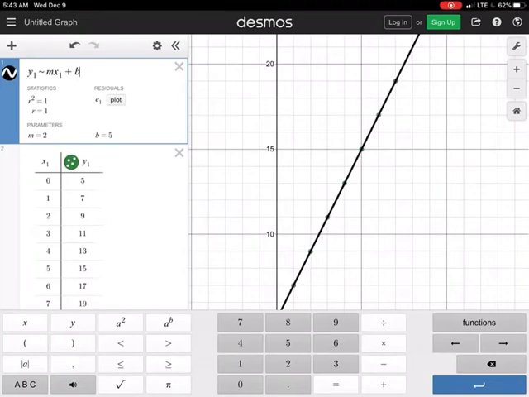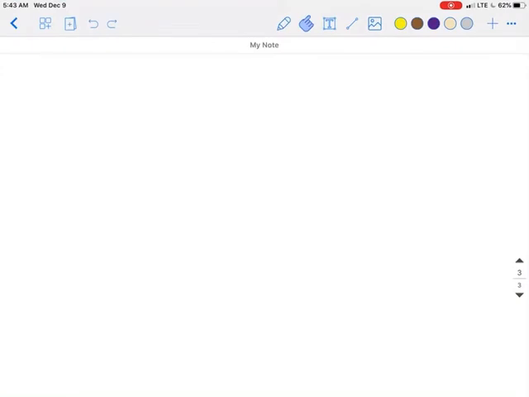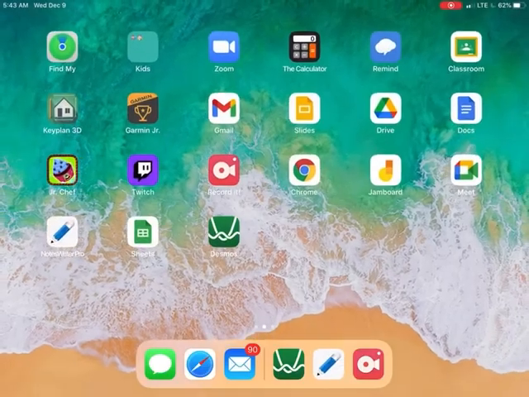As you can see, that does fit through our points very well, and it's going to tell you at the bottom what your m and your b values are. So in this case, our m value is 2 and our b value is 5. So if we want to write this equation, we would just write y equals mx plus b, or in our case, our m value is 2 and our b value was 5. So this is if it's a linear situation.